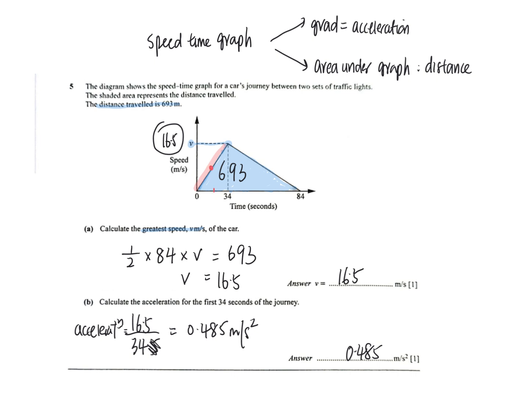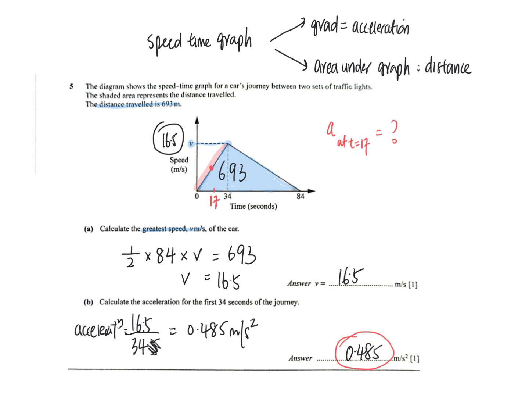if I ask you for the acceleration when t is equal to 17, what do you think the acceleration will be at time t equals to 17? What is the acceleration at t equals to 17? Still 16.5, still 0.485. Because the entire line shares the same gradient. No matter where we are talking about, the gradient is the same.